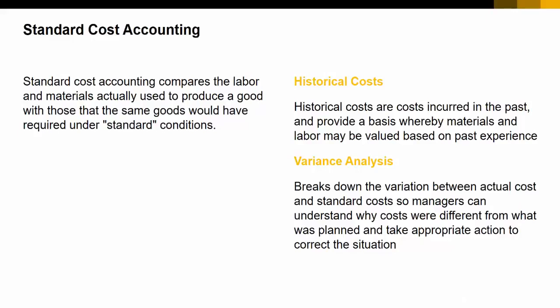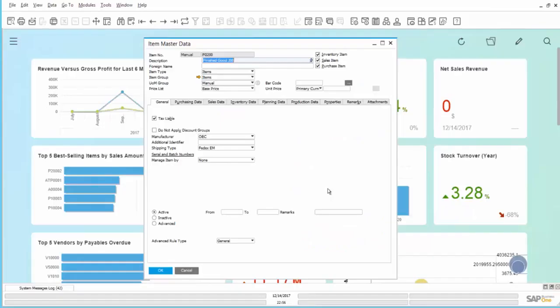So what does that mean in Business One? Let's take a look at how you would use standard cost accounting in the production module of Business One. Here we have our finished good item 200, FG200. And it is a parent item. There's a bill of material for it.